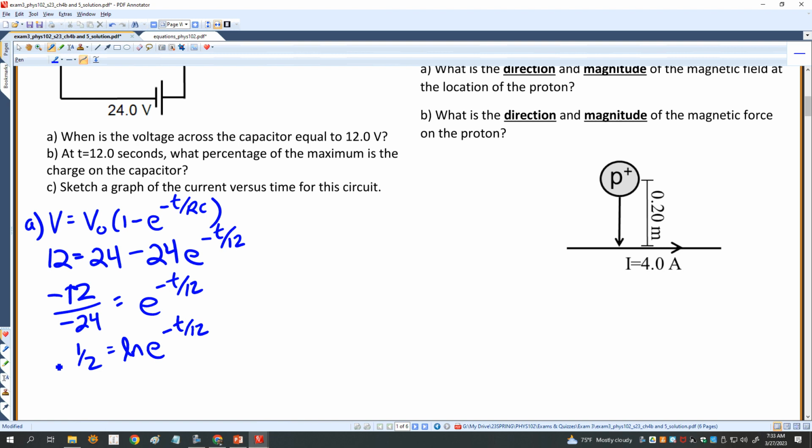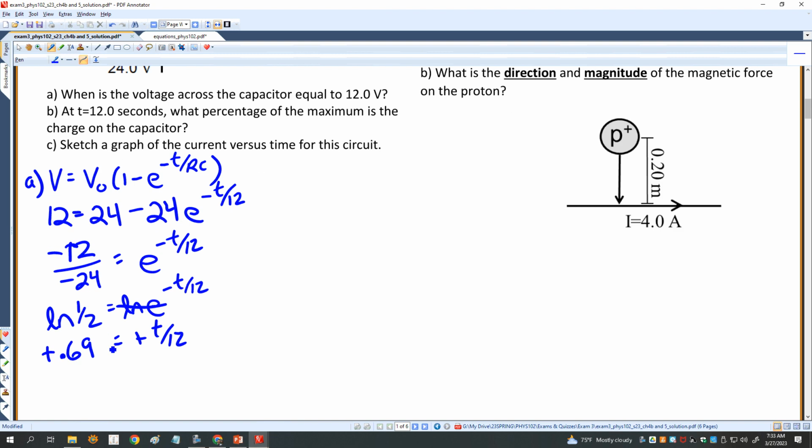I take the natural log of both sides. That natural log gets rid of that e. So if I take the natural log of 1/2, I get negative 0.69. That negative goes away. I multiply that times 12 to get t. I get 8.3 seconds. Actually, it should be 8.32 seconds.